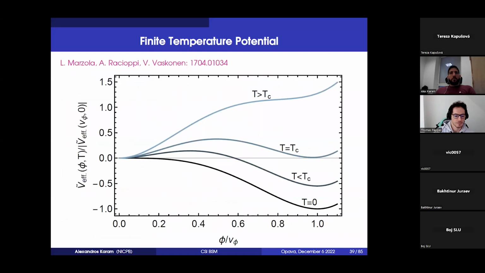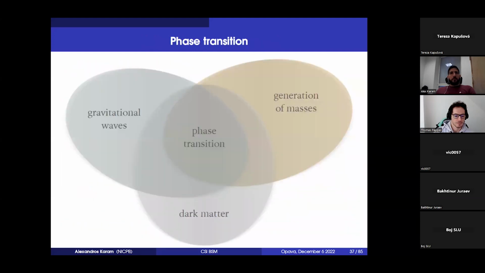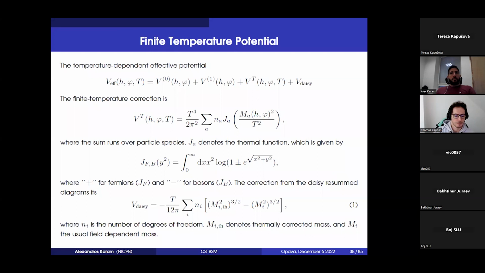So there was something missing here. Anyway, in order to study phase transitions, we need to compute the finite temperature potential, which is given by this formula. It is a bit complicated because it contains contributions from something called daisy diagrams.